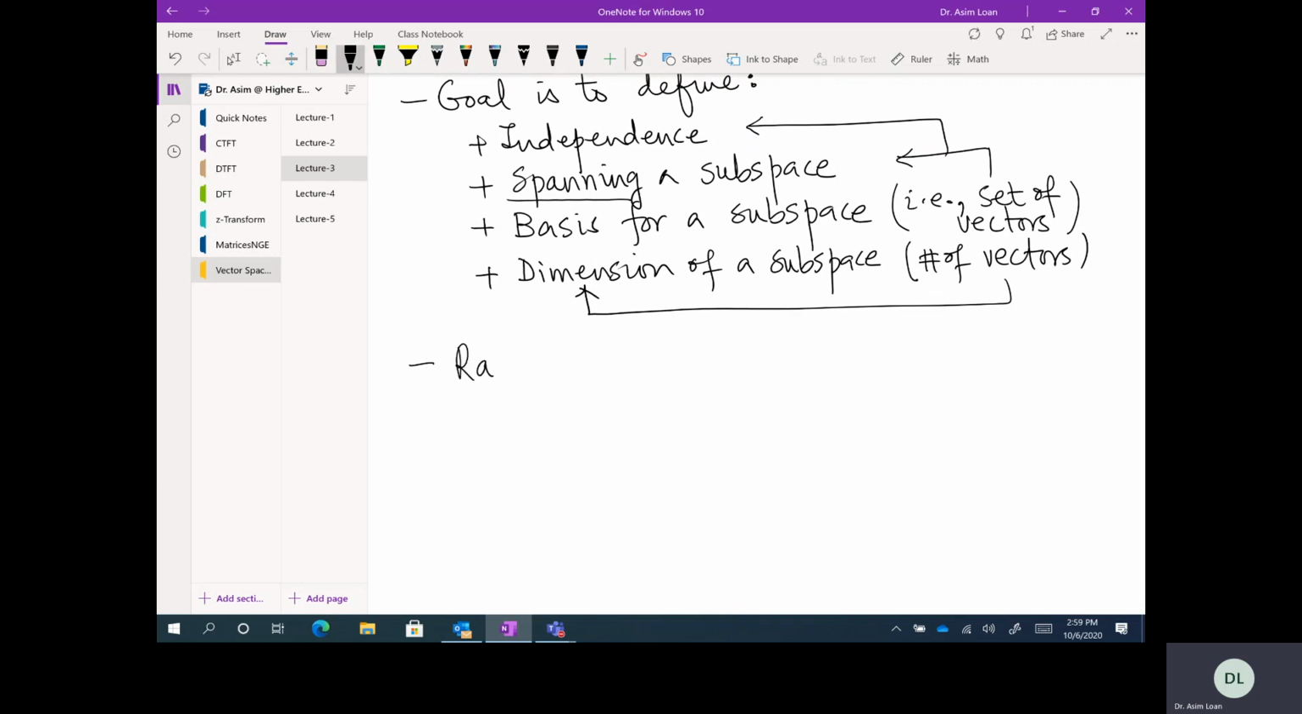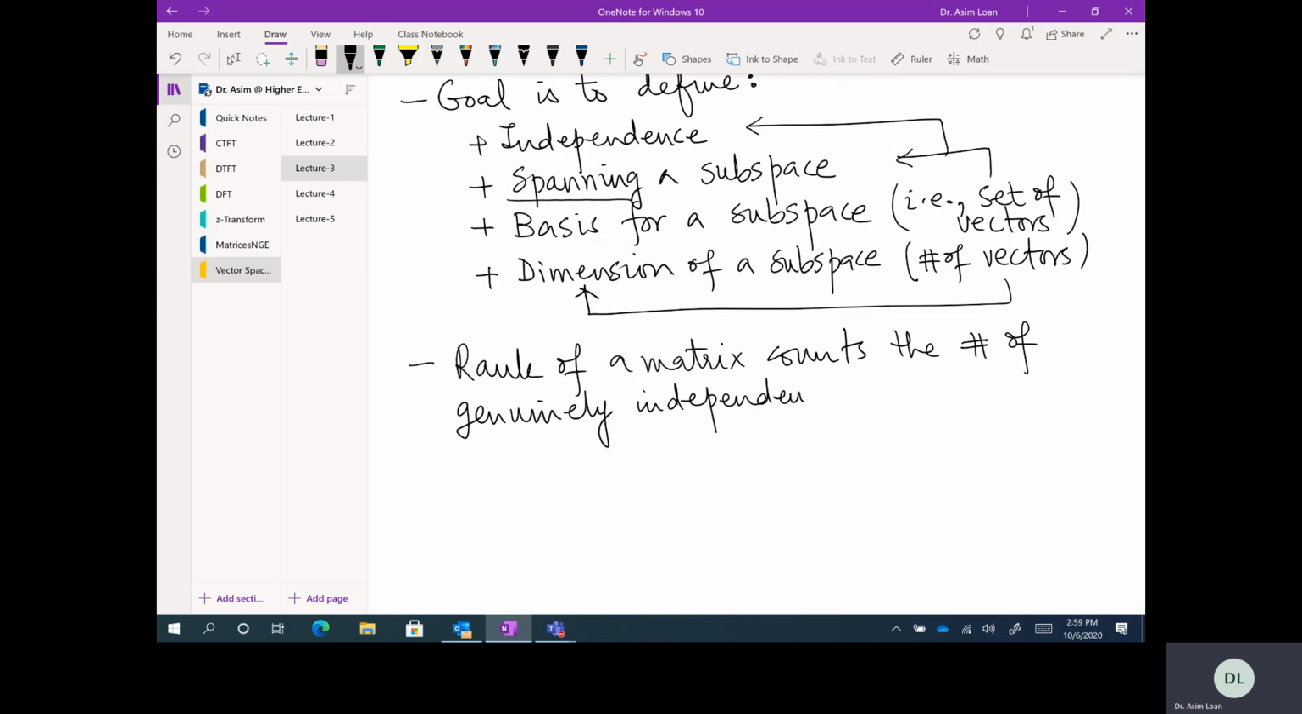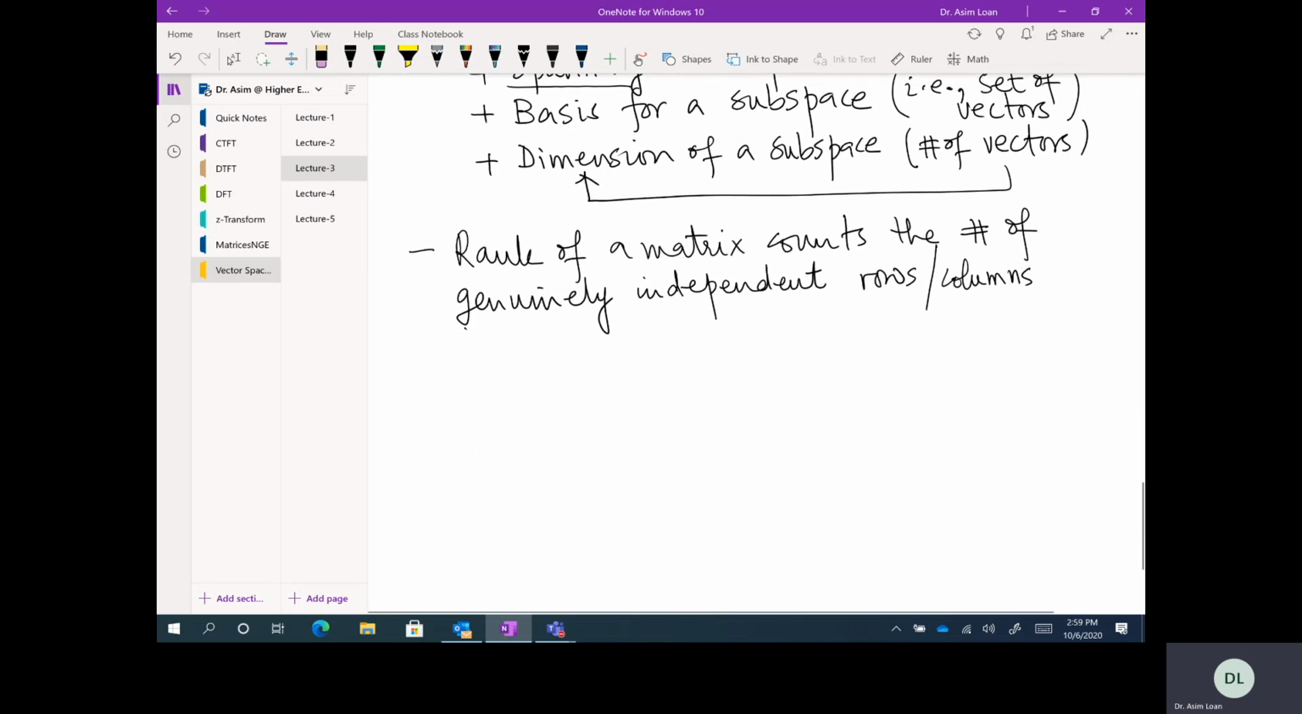Just to recall, the rank of a matrix counts the number of genuinely independent rows or columns in a matrix. That's fine. Okay. And how do we find that the rows or columns are independent?